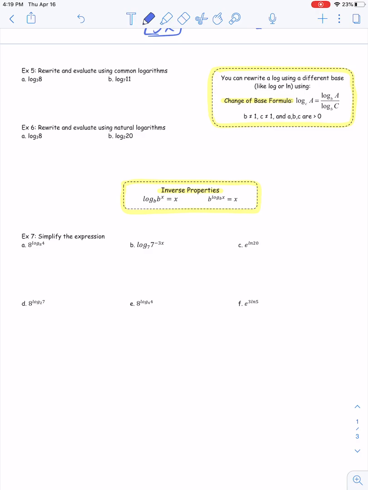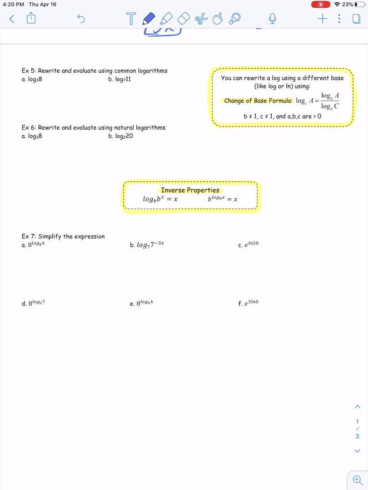And so going to the last part of our notes, two different things that we want to touch on is rewriting our logs using a different base. So when you just press log on your calculator, like the log of 8 or the log of 11 or the log of 100, there's not a base there that you can input. So that means that your calculator is assuming that you're using that common base of 10. We talked about that in the 5A notes, right? Well, what if we need to change our base?